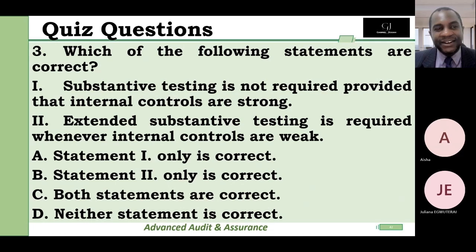Which of the following statements are correct? Substantive testing is not required provided that internal controls are strong. Second statement, extensive substantive testing is required whenever internal controls are weak. So A, statement 1 only is correct. B, statement 2 only is correct. C, both statements are correct. D, neither statement is correct.